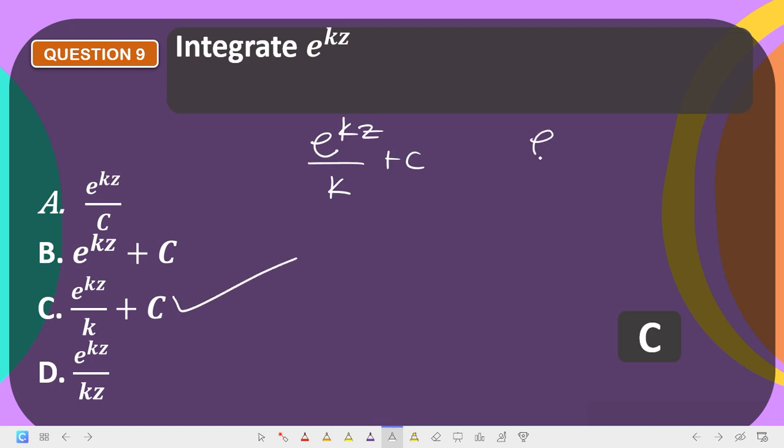So I may give you, let's say, integrate e raised to the power of 2x. What did I say? Differentiate 2x, it will give you 2, then plus what? C. That is just what they are trying to tell you. So if k is a constant and z is a variable, when you integrate, you divide by k plus c, and that is the answer to that question.